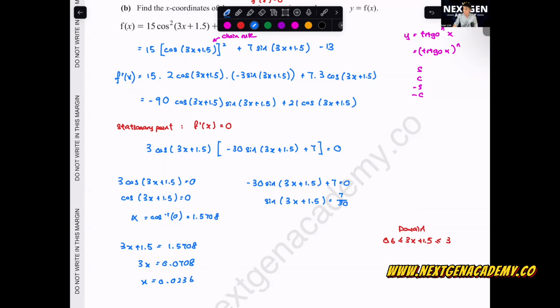Okay, the next one, we do the same thing. We inverse sine 7 over 30. So alpha is inverse sine 7 over 30. We get 0.2355. Just calculate for the first quadrant. So 3x plus 1.5 equals to 0.2355. 3x is equal to minus 1.2645. X is negative.